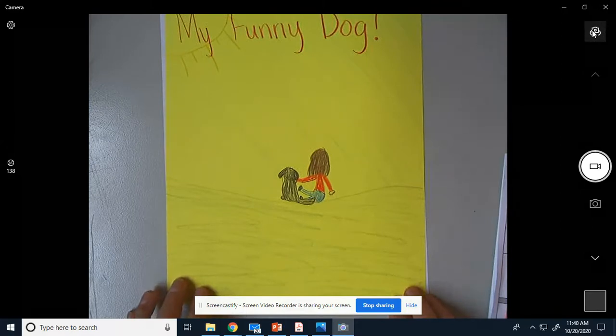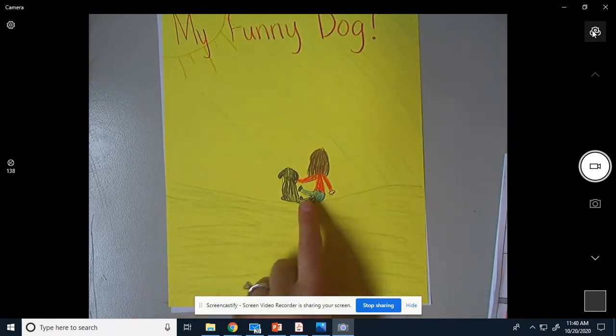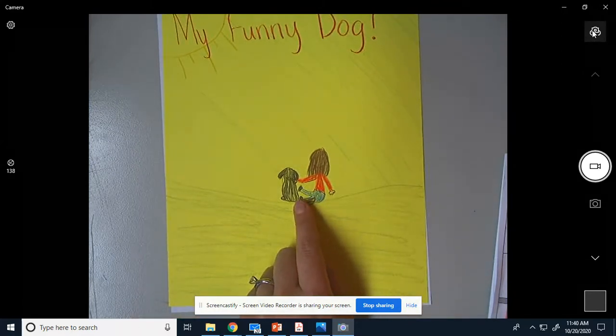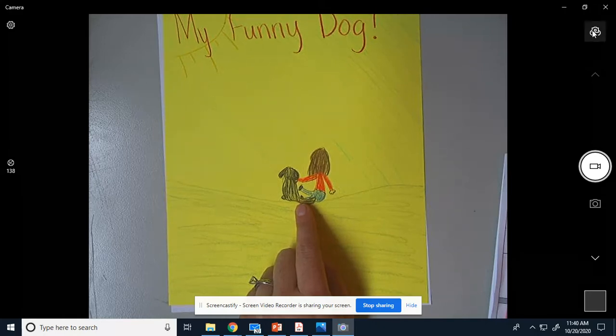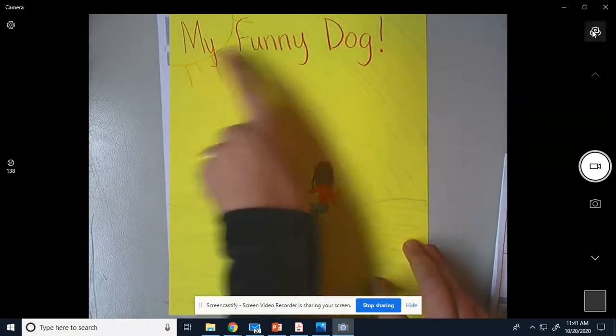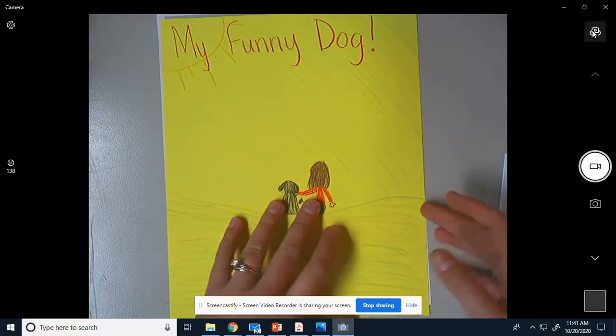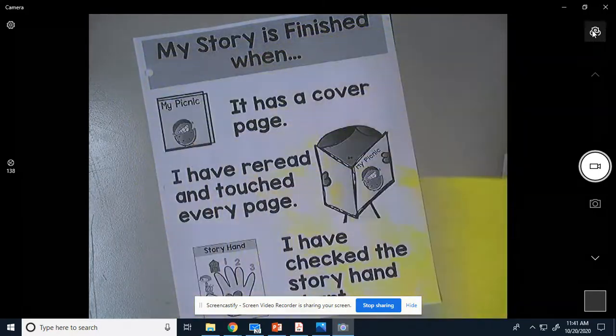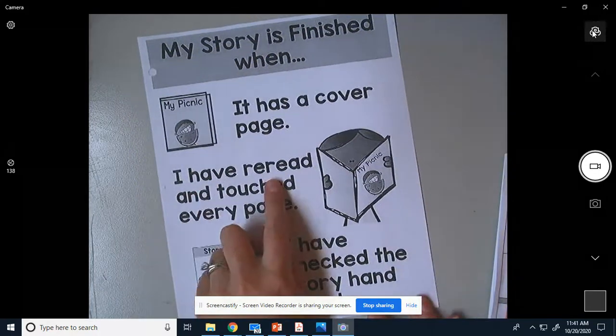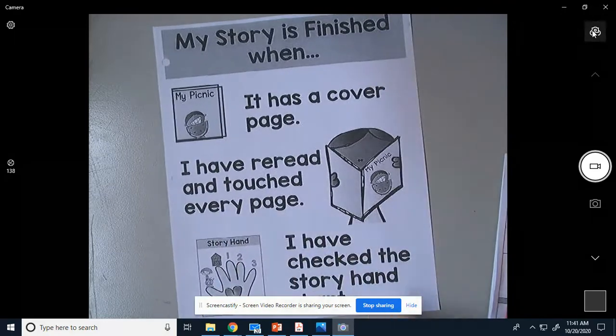This is my cover page, and it shows me and my dog sitting together because I still loved my dog, even though it tore up my packages. And I put my funny dog. That's my title to my story, okay? I have reread and touched every page. All right, let's reread it.